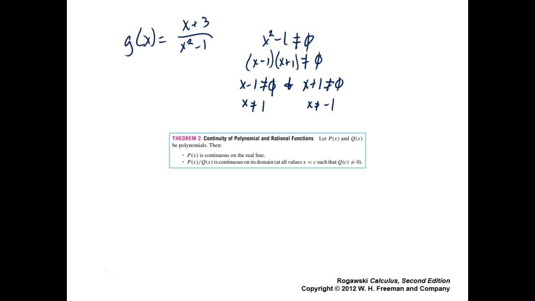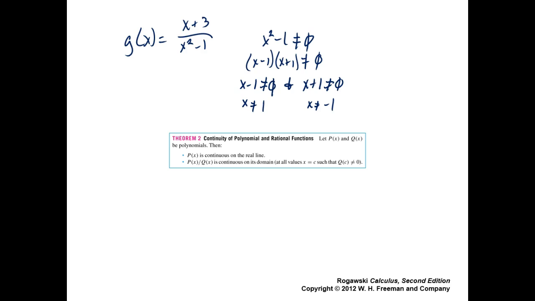Once you exclude them from the domain, then that's continuous everywhere on the domain. But those two are not on the domain. So what does that mean? If you were to graph this thing, you would have a vertical asymptote at x equal minus 1, another at x equal 1. Anywhere on this side, continuous. Anywhere in between, continuous. Anywhere on the outside, continuous. But not at those values there. That's an infinite discontinuity at those two asymptotes, because neither of those is equal to x plus 1 in the numerator.